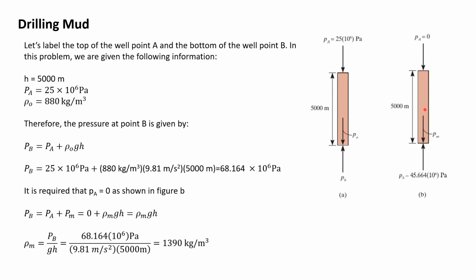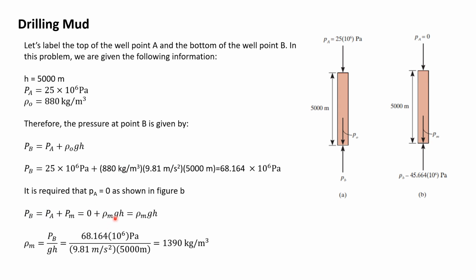So now let's pump in the drilling mud, and we want to pump in the drilling mud with a density such that the pressure at A is equal to zero. So the pressure at B is still going to be equal to the pressure at A plus, but now the oil is going to be replaced by the drilling mud. So the pressure of the mud is simply rho mud g h, and the pressure at A, we want that to be zero up at the top.